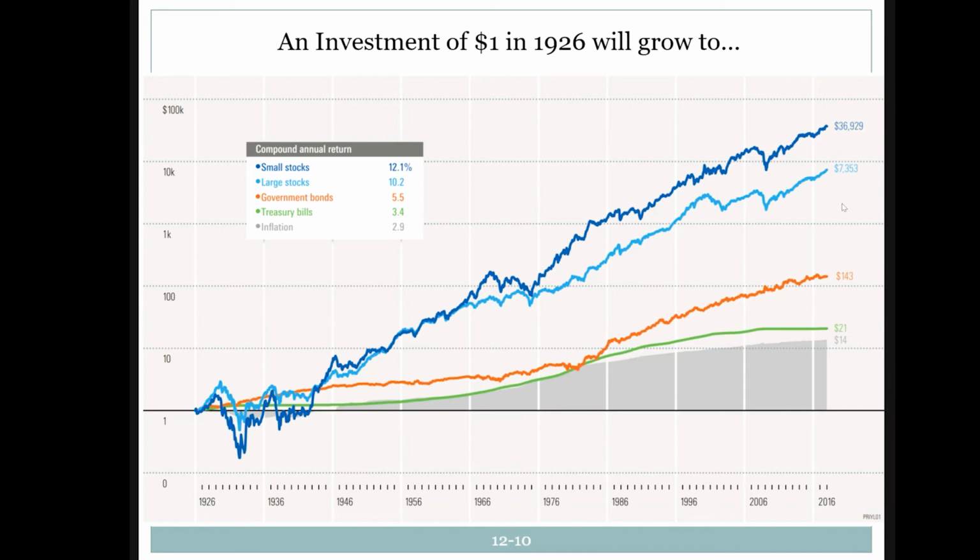But you can see that inflation has been significant. For instance, if I could have bought a gallon of milk for $1 in 1926, now it costs me $14, right? That's the way we think about how inflation affects us.